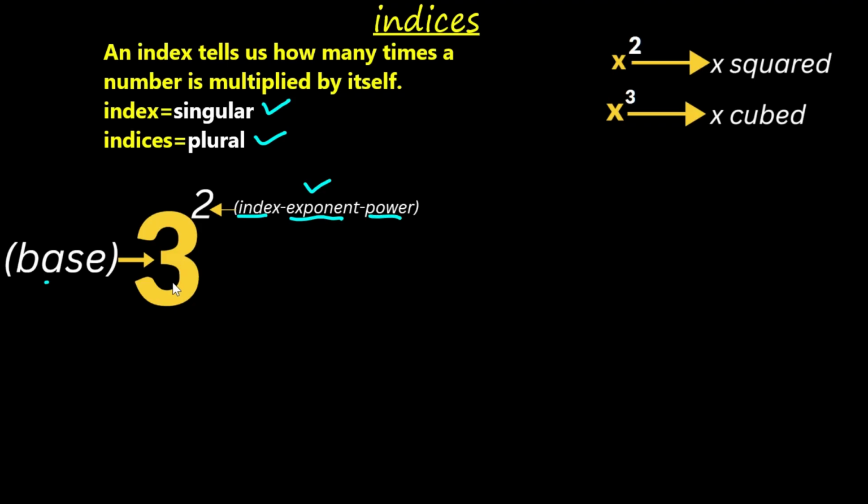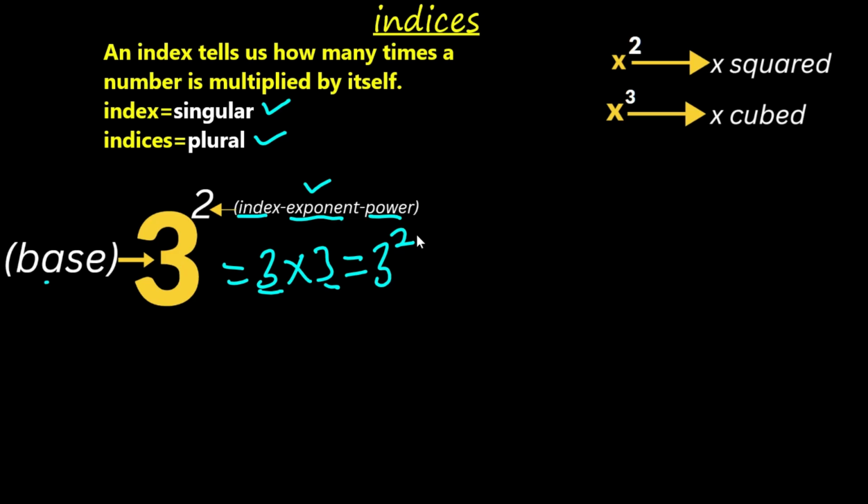The exponent tells you that the 3 is being multiplied by itself, and how many times? 2 times. So over here it means that this 3, which is the base, is being multiplied by itself 2 times. So 3 and then 3. So how many times? 1, 2. And then we can write it in the index form as 3 exponent 2. So indices or index simply tells you how many times a number is being multiplied by itself.